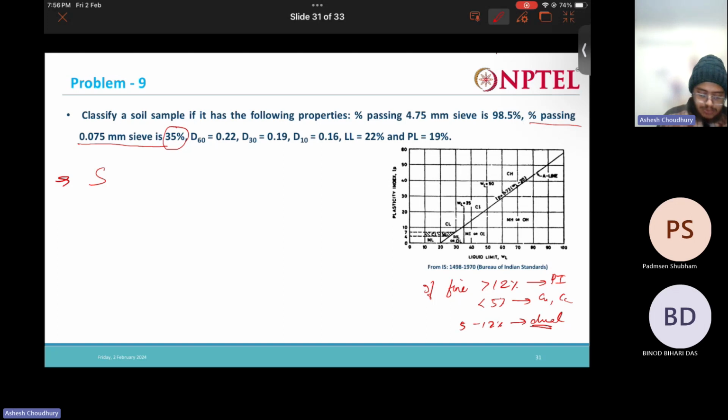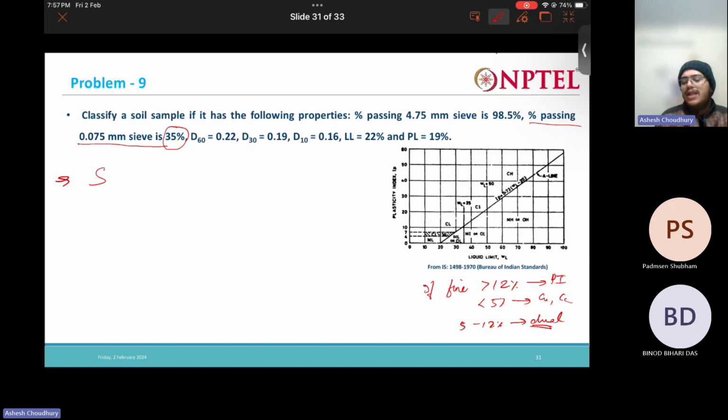So what will be Cu? Just a second. Yeah. So we are calling it what? Well graded sand. But why did you calculate Cu and Cc?